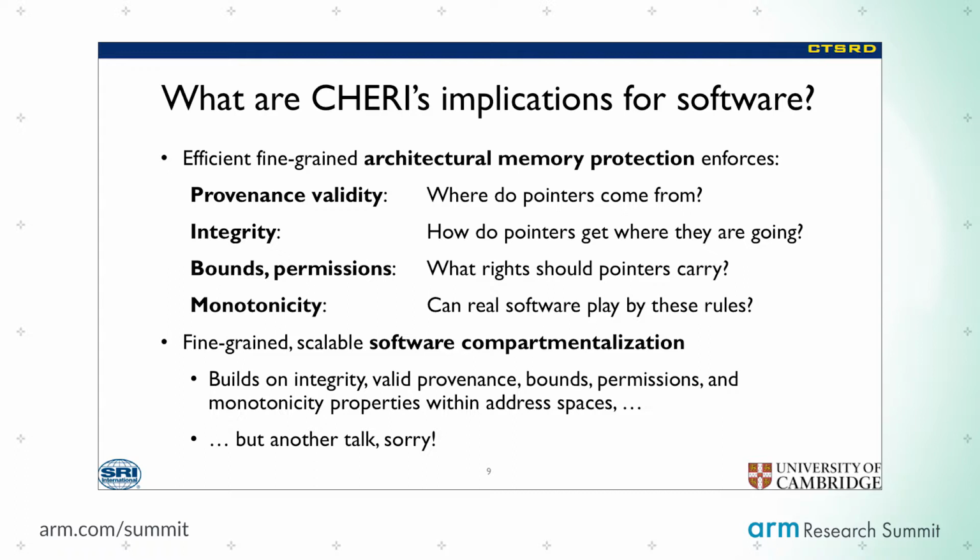If we want to take advantage of its provenance validity, we have to know where pointers come from. In particular, we have to ensure that they come from somewhere sensible. If we're going to enforce integrity on pointers, we have to know that transformations of pointers in our software runtime environment don't mess with the integrity. They don't do things that would violate the architectural rules. If we're going to have bounds and permissions, something needs to originate those bounds and permissions. And if we're going to enforce monotonicity, we want to know that software actually uses pointers in that kind of way. We can also implement software compartmentalization, which uses these same underlying primitives, but as I mentioned, that's another talk.